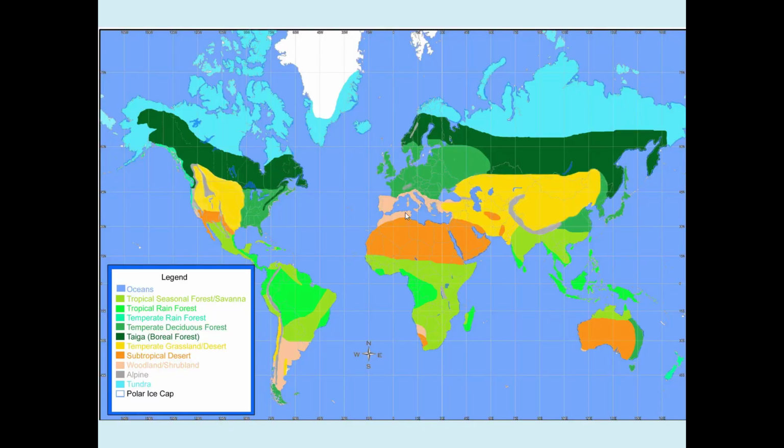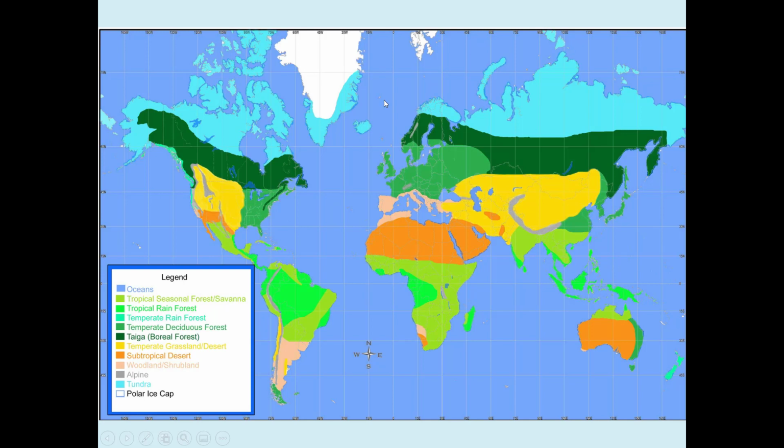Okay, so these are all of the different biomes on the planet. You are not going to need to know all of them. There are some particular ones like the alpine area, the specific different kinds of deserts. There's something called a tropical deciduous forest, which you're not going to need to know about.